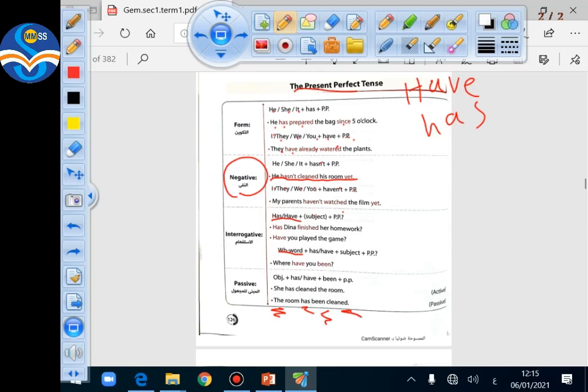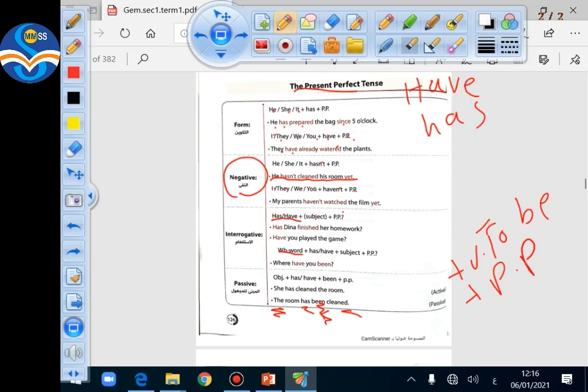So, someone will ask me, where did we get "been"? I will tell you that in order to change any sentence from the active to the passive, I should keep two things in my mind. The first one is verb to be. And the second one is the PP. So here, she has cleaned the room.